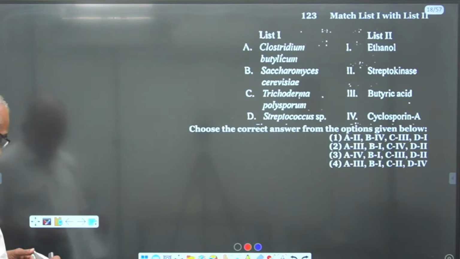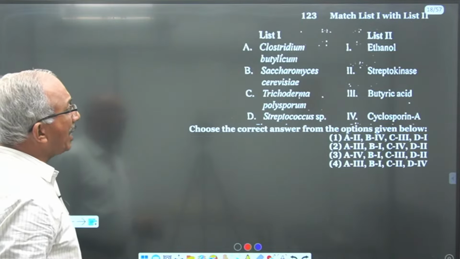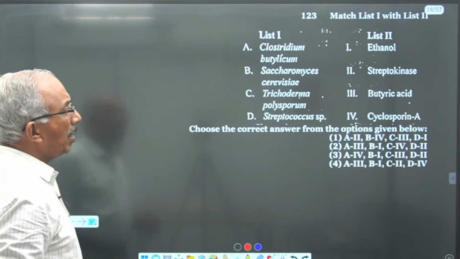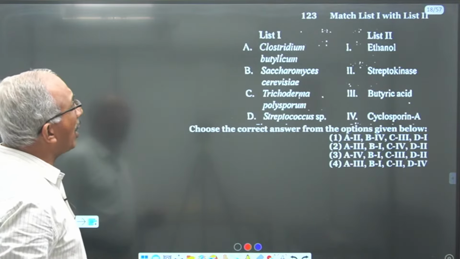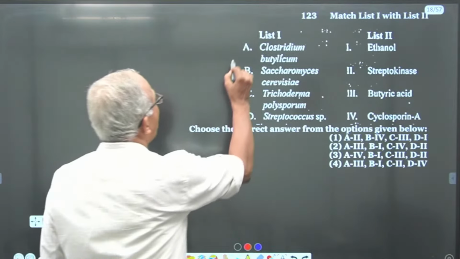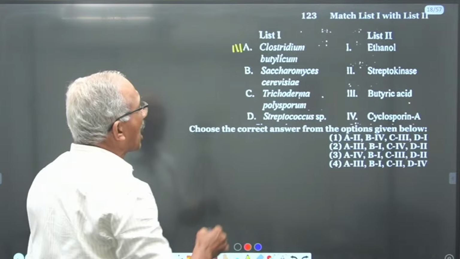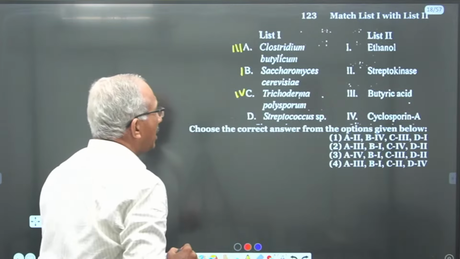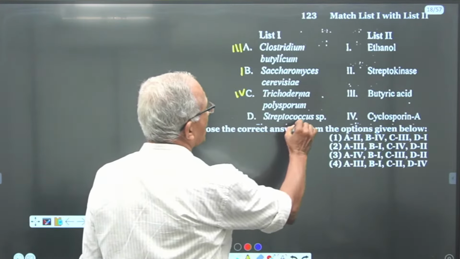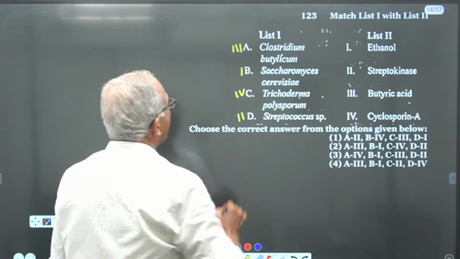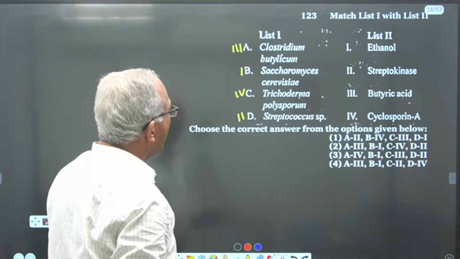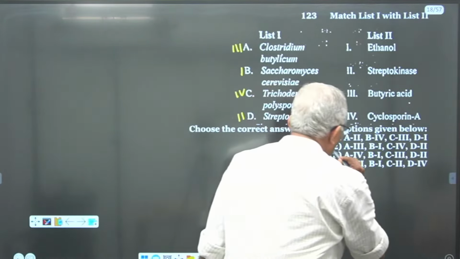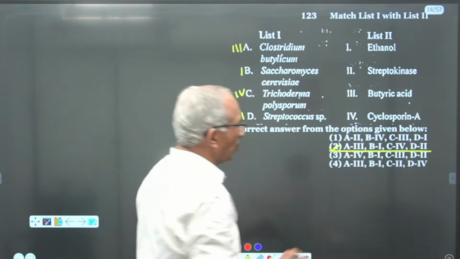Then list 1 gives some of the microbes and list 2 gives its product. Clostridium butylicum, butyric acid; Saccharomyces cerevisiae, ethanol; Trichoderma polysporum, Cyclosporin A; Streptococcus species is Streptococcus. A3, B1, C4 and D2, option 2.